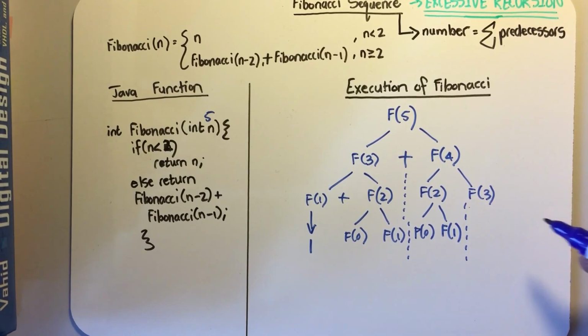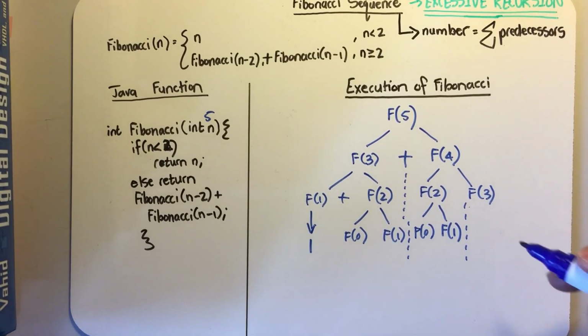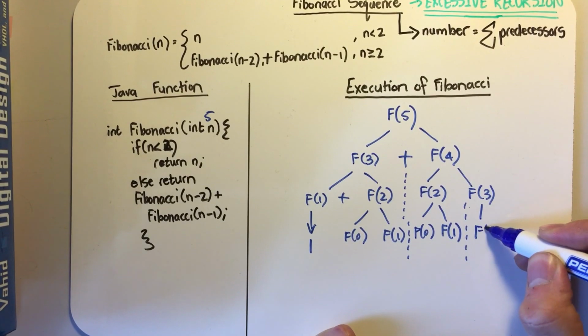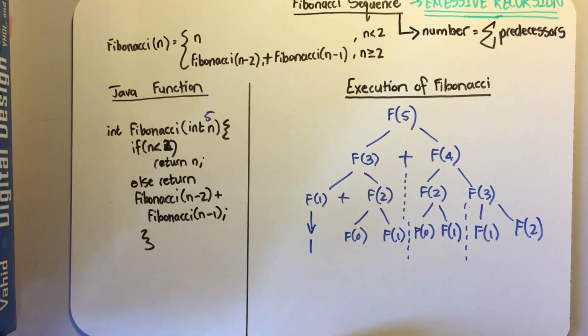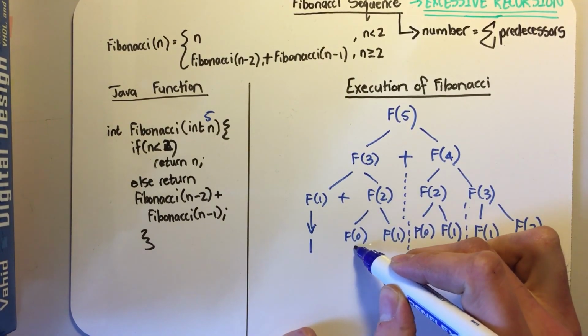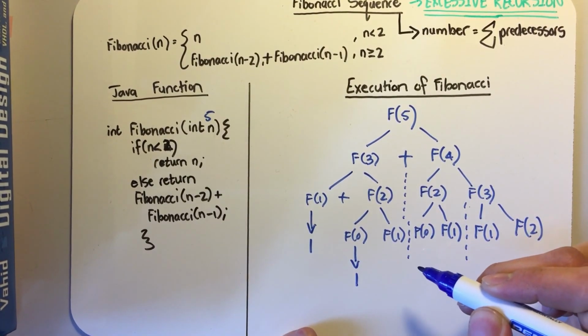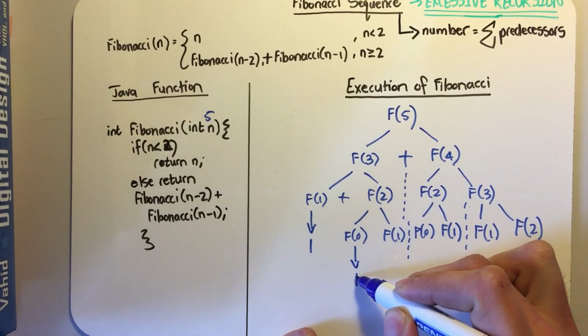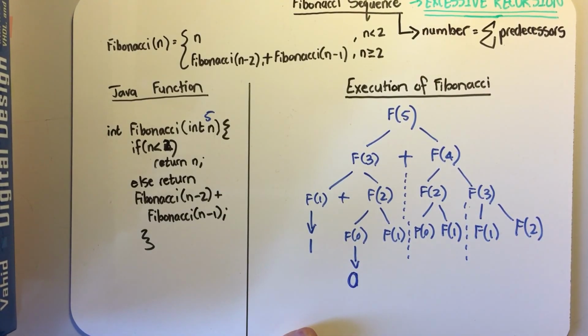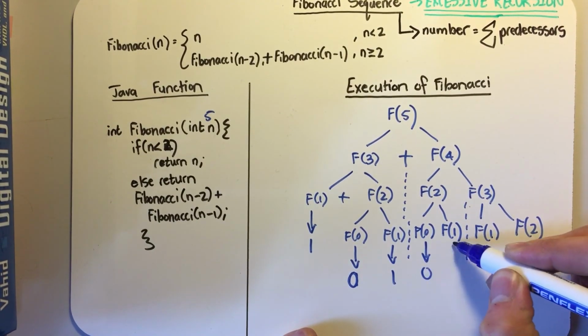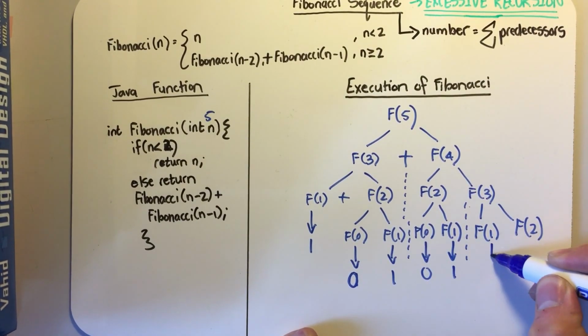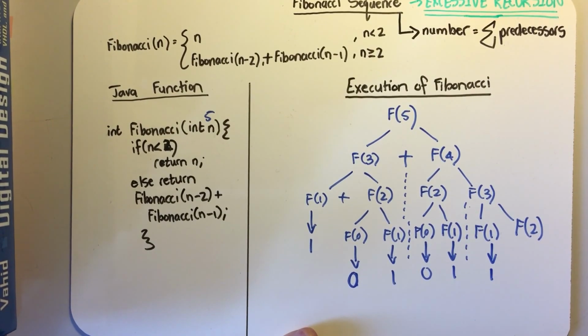And Fibonacci of 3, n is not less than 2, so we're going to return n minus 2, which is Fibonacci of 1, and Fibonacci of 2, which is n minus 1. So over here, n is less than 2, so we're just going to return n. In this case, we're going to return 1. In this case, we're going to return 0. In this case, we're going to return 1. In this case, we're going to return 1.